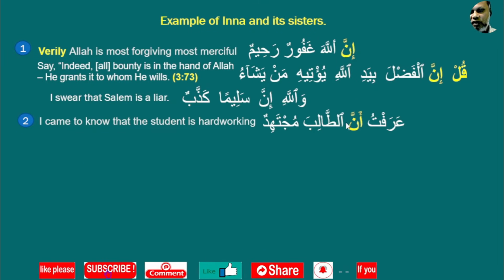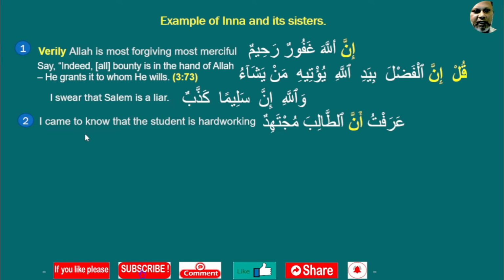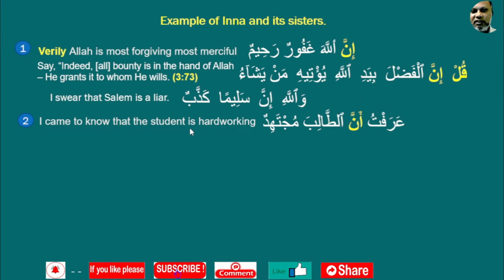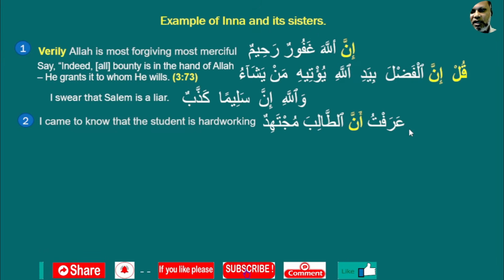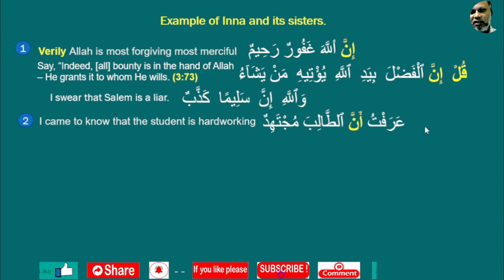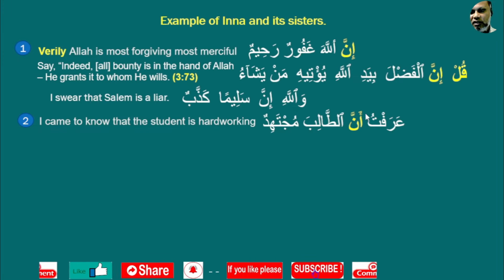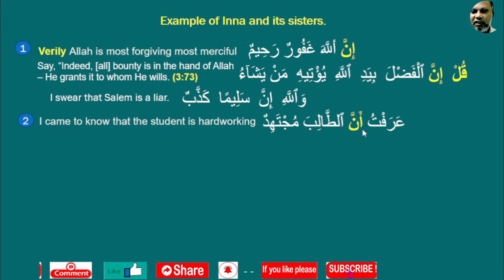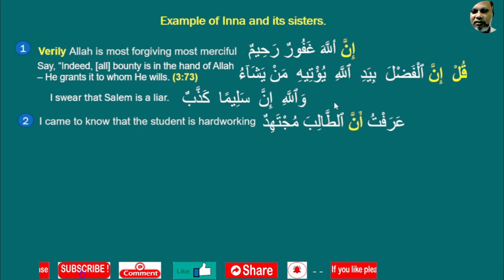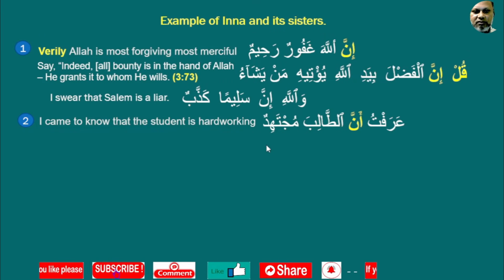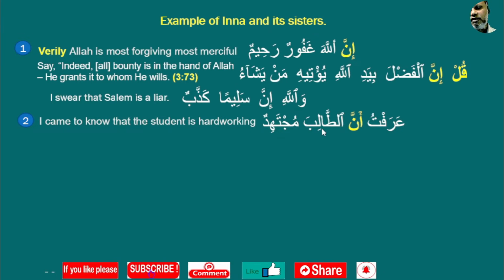Number 2, example for anna. I came to know that the student is hardworking. Araftu means I came to know, I knew, or I understood. Araftu anna, I came to know that. At-taliba mujtahidun, the student is hardworking.